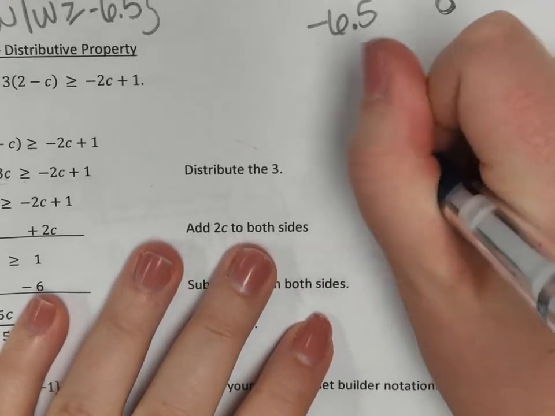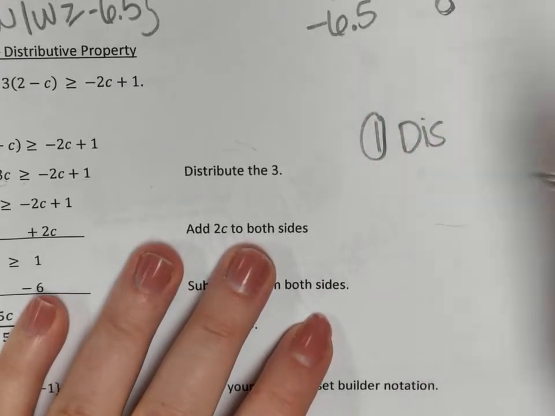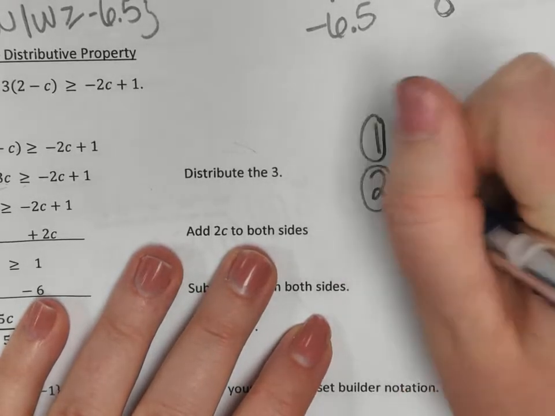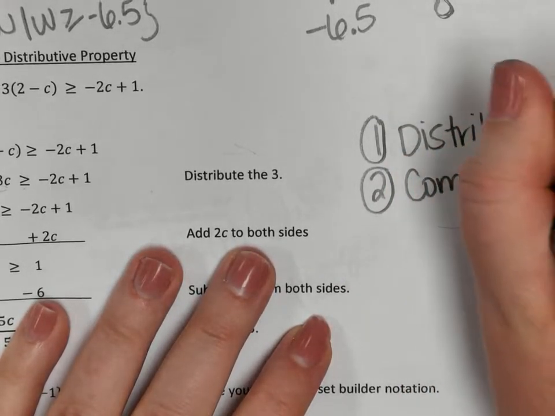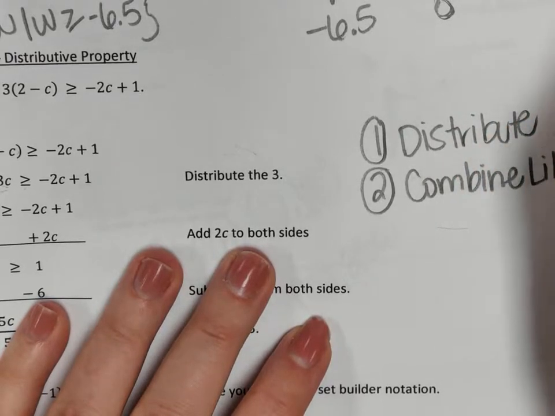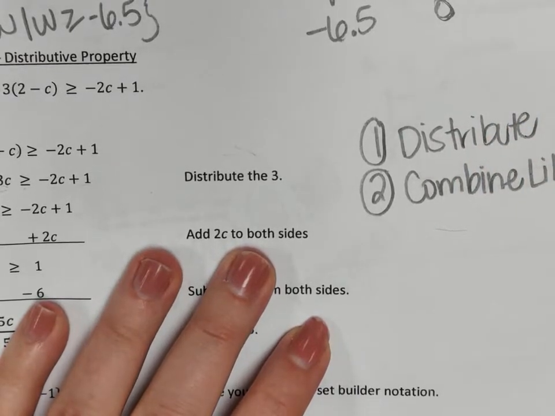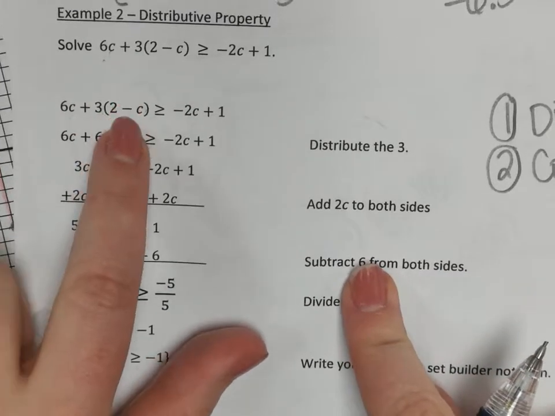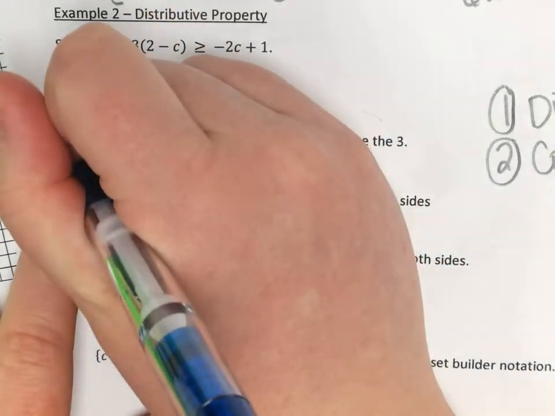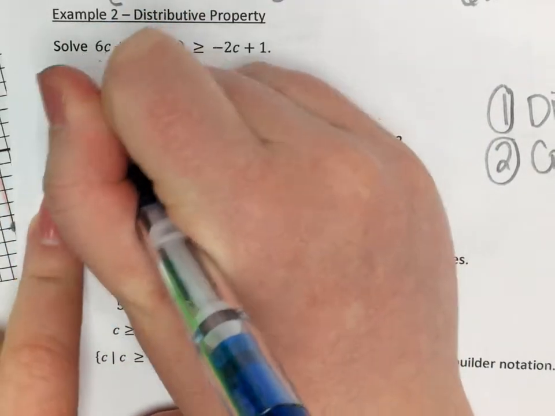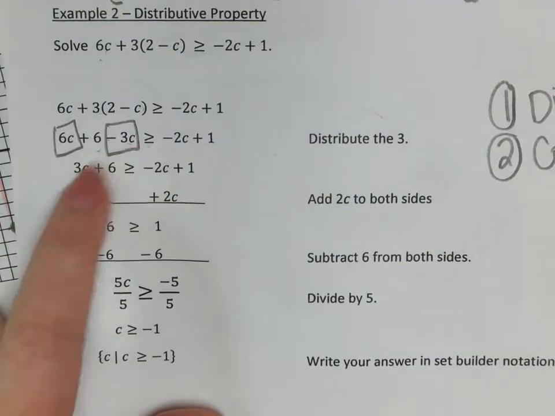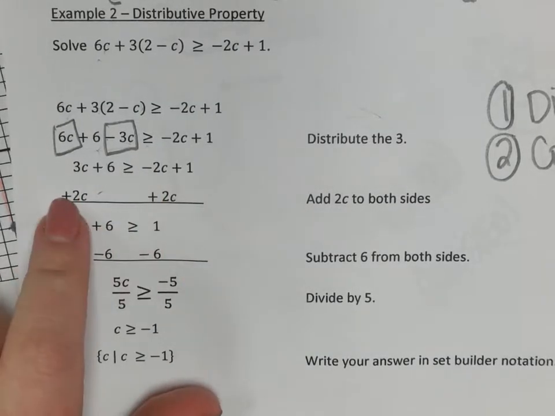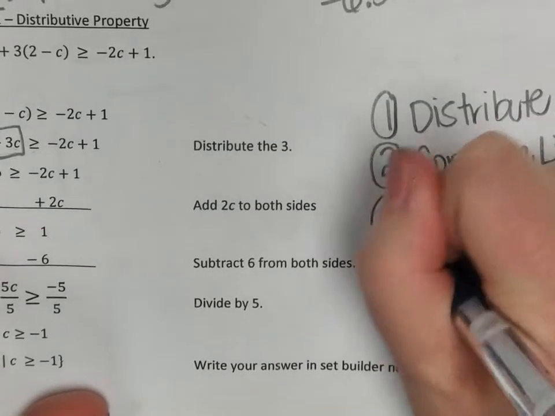So remember that foldable we made where we did distribute? Y'all made it with Miss Nichols. And then your second thing was to combine like terms. So we had to distribute first, then combine like terms, and that's what we're doing here. We distributed the 3, and then we've got to combine like terms. 6c minus 3c gives us 3c. 6 minus 3 is 3. Then we have variables on both sides, so now we've got to move variables to one side.